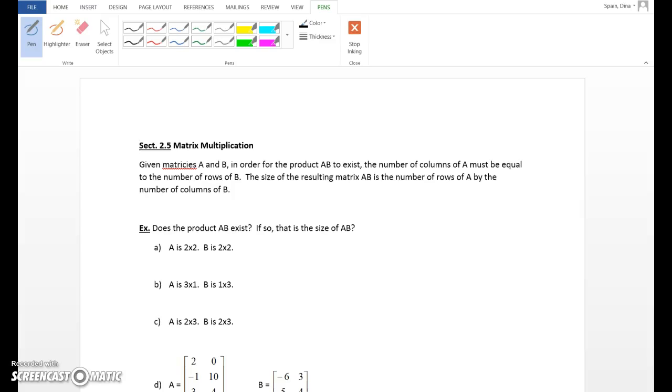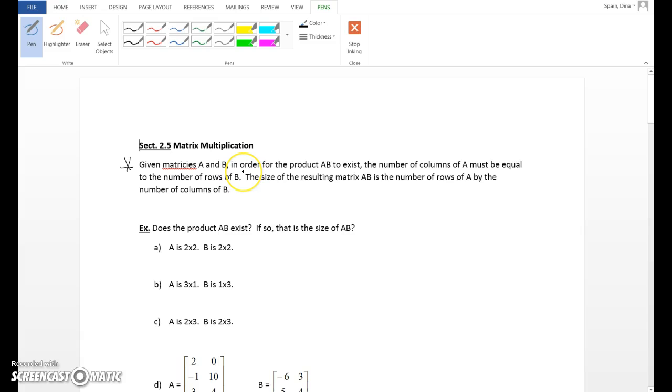Section 2.5 is all about matrix multiplication. You can't just multiply any two matrices together. A certain condition has to be satisfied in order for the product to even exist. So that's what this first little paragraph is about.